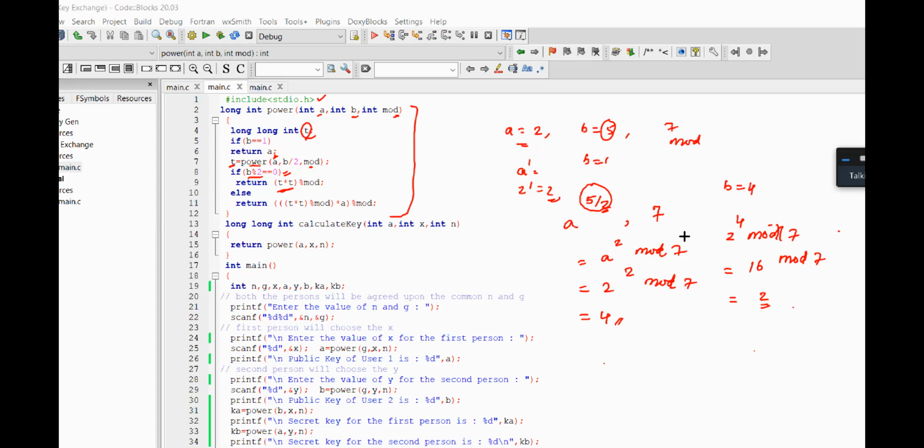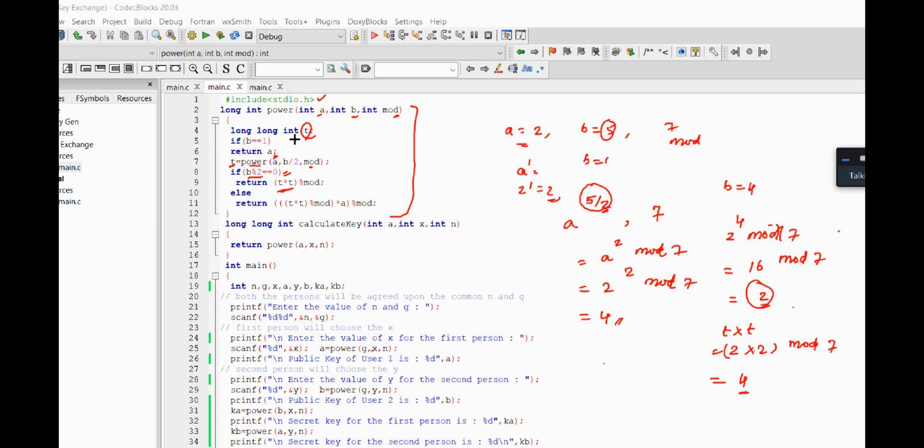Can you understand the logic? 2 power 4 is 16. 16 mod 7 is 2. So t multiplied by t. What is this? My t value which I calculated, which is 2. So 2 into 2, which is 4 mod 7, which will be 4.